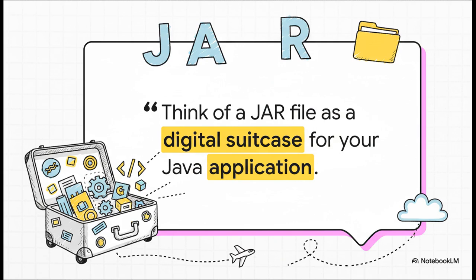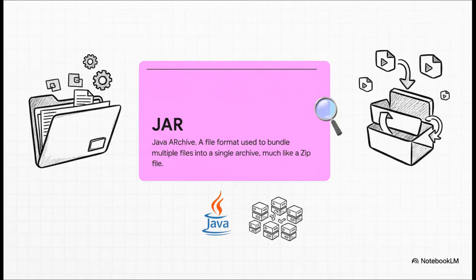You know, this is the perfect way to think about it. A jar file is basically a digital suitcase for your application. It's one container where you pack everything your code needs to run, keeping it all neat, tidy, and ready to go anywhere at a moment's notice. So, what does jar even stand for? It's short for Java Archive. And hey, if you've ever used a zip file, you already get the basic idea. It's a compressed package of files and folders. But this one is specifically optimized for Java applications.